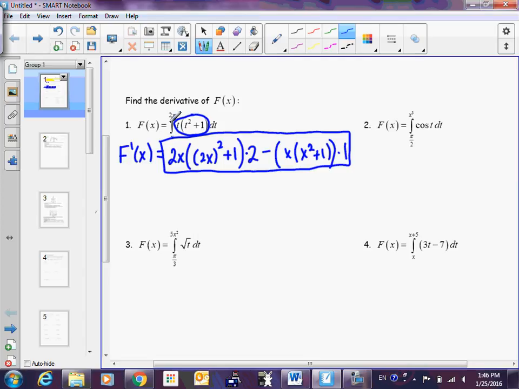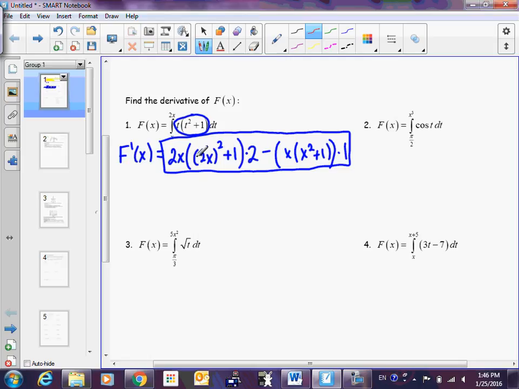When you are deriving an integral with bounds, particularly bounds that are functions of x, you are going to use this thing called the second fundamental theorem of calculus. Okay? Because what we could have done is we could have anti-derived, plugged in the bounds, and then derived what was left.